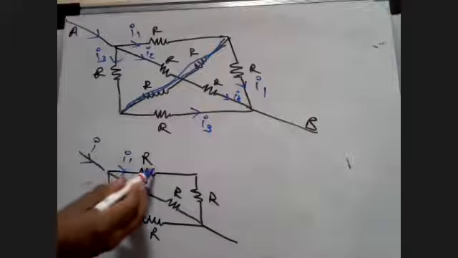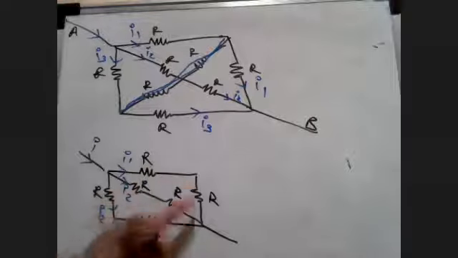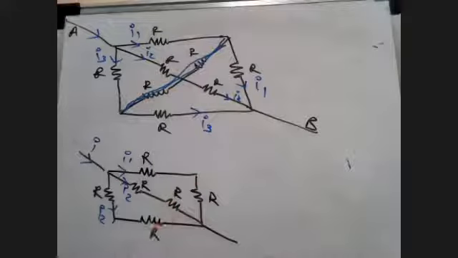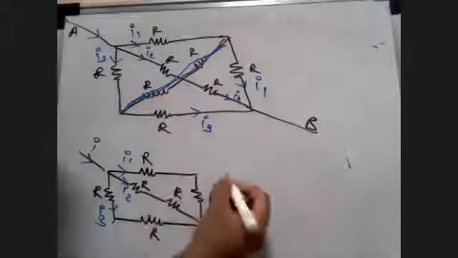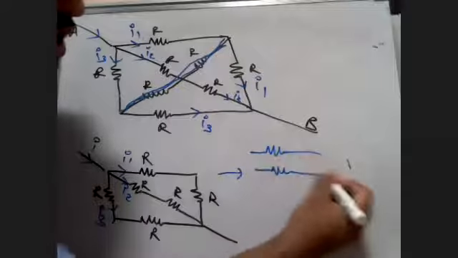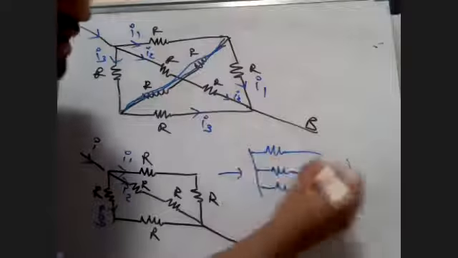I1 is passing through this resistor and this resistor, so they are in series, yes or no? So you will get 2R over here. Similarly, I2 is passing through two resistors, that is again going to be 2R, and I3 is also passing through two resistors, so it's going to be 2R again. So am I not getting this resistor 2R, 2R, and 2R, which are all in parallel.